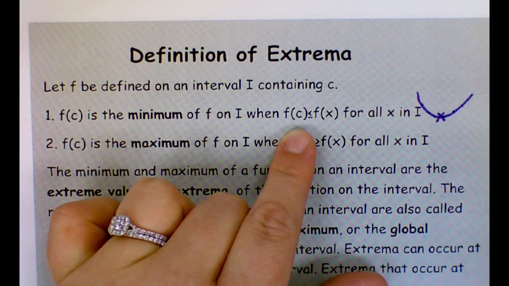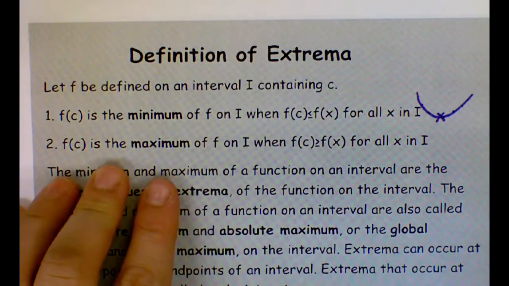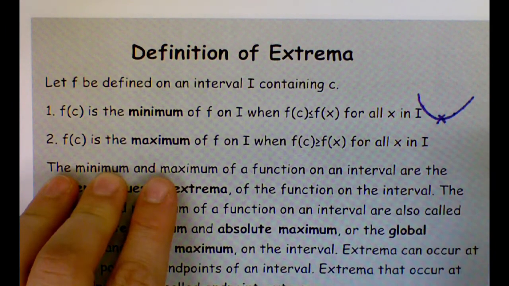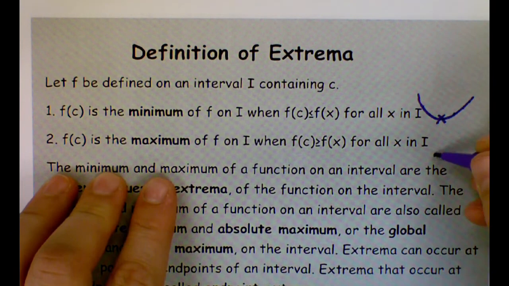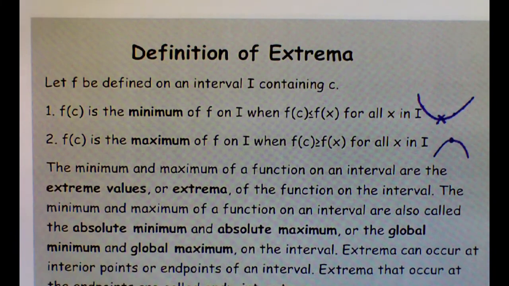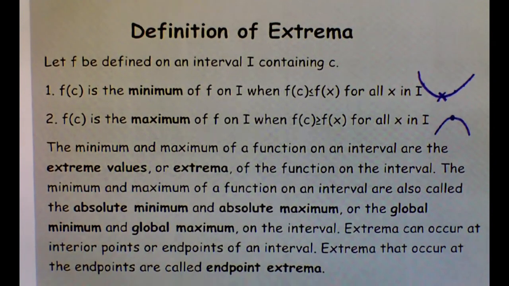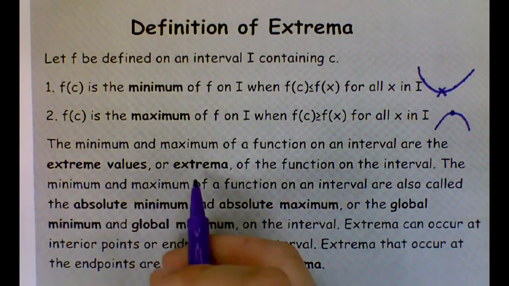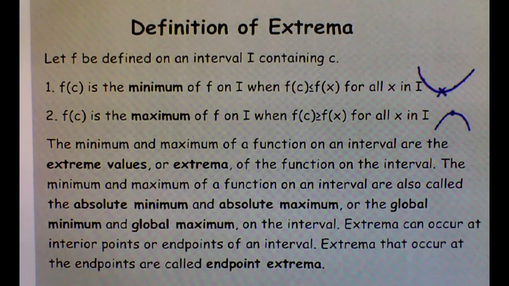There is my minimum. F of C is the maximum if F of C is greater than or equal to F of X for all X in I. Same exact thing except flip the other way. F of C is higher than all the others. The minimum and maximum of a function are the extreme values or extrema. So extreme values, extrema, same exact thing, on that interval.